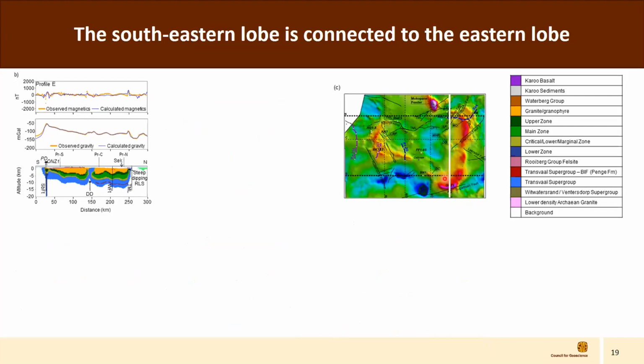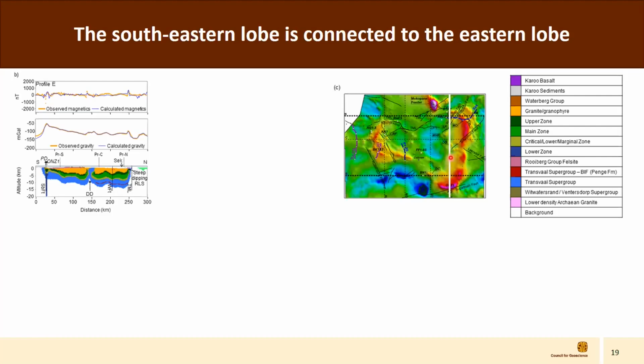It consists of upper zone and main zone. I've seen different opinions about whether there's lower zone or critical zone, but there's definitely Bushveld type rocks there. So I modeled it as part of the Bushveld. There are some boreholes here that were done in 1978, and they encountered upper zone and lower zone here on this big anomaly.